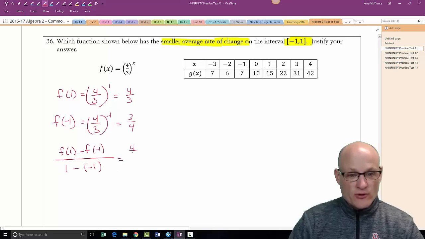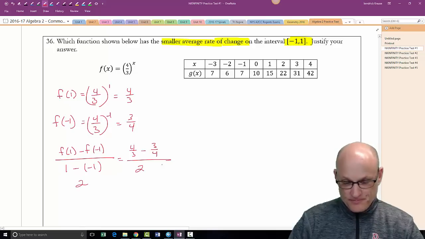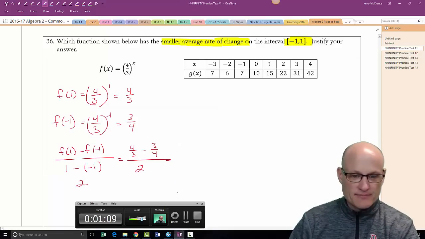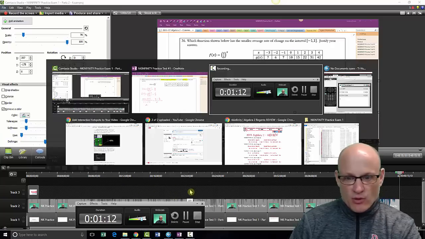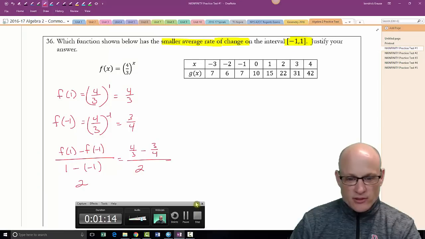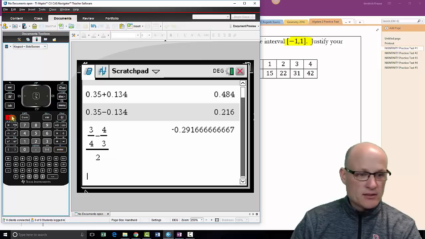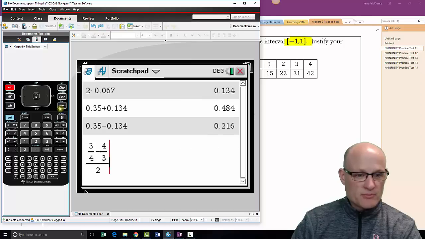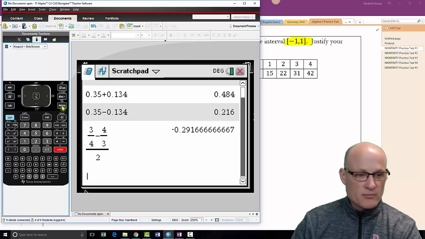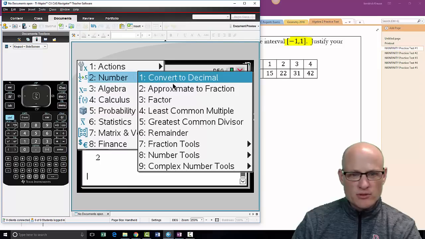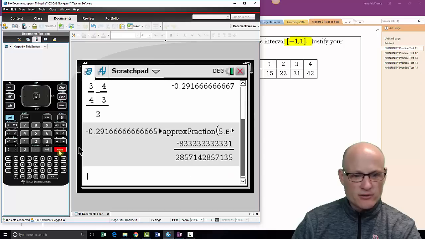So this is equal to 4/3 minus 3/4 over, this just turns out to be 2, right? So maybe I'll use my calculator for that. Maybe I won't. All right, let's go here. Let's get rid of that. Let's go right to there. So control division, 3 divided by 4 minus 4 divided by 3 all over 2. Excuse me, escape. Enter, menu, number, approximate the fraction, enter.